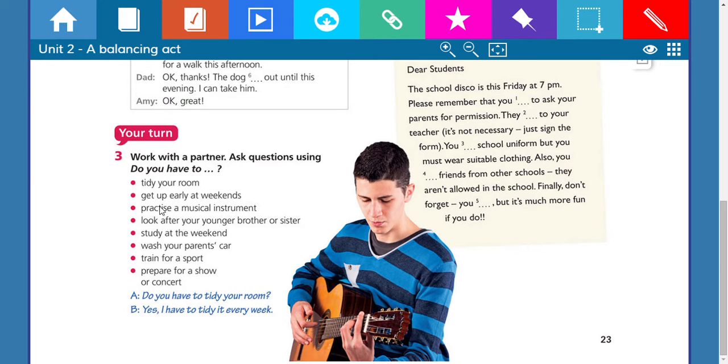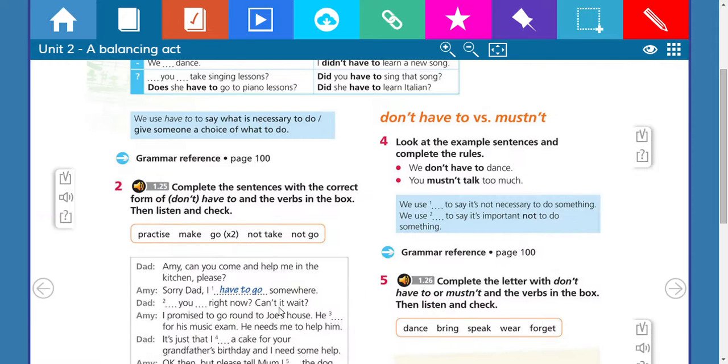Okay, class, listen, this is going to be your activity. Your turn. Number 3 is going to be your activity. Here is an example. Part of the answer is yes or no, but you need to add extra information. For example, do you have to train for sport? Yes, I have to train for soccer, because there is a competition, because we practice every Saturday. Or do you practice any musical instrument? You can say, no, I don't practice any musical instrument, but I practice Latin or Italian or English. It depends. You need to add extra information.